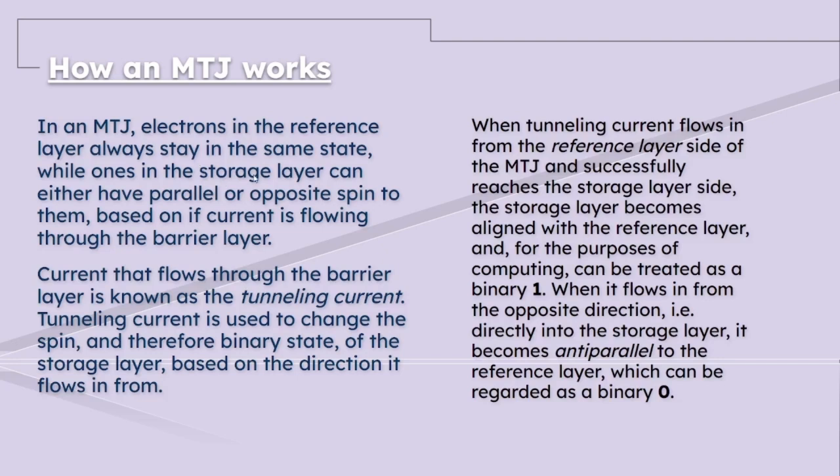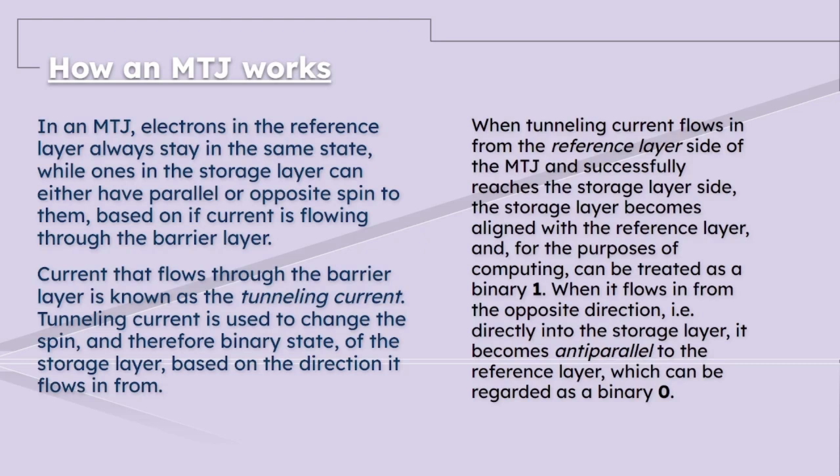In an MTJ, electrons in the reference layer always stay in the same state, while ones in the storage layer can either have parallel or opposite spin to them based on if current is flowing through the barrier layer. Current that flows through the barrier layer is known as tunneling current. Tunneling current is used to change the spin and therefore binary state of the storage layer based on the direction that it flows in from.